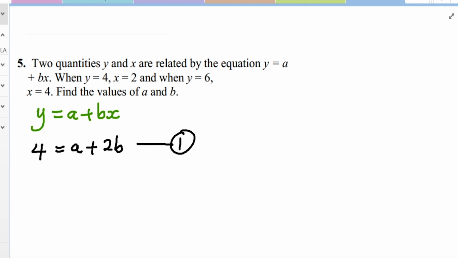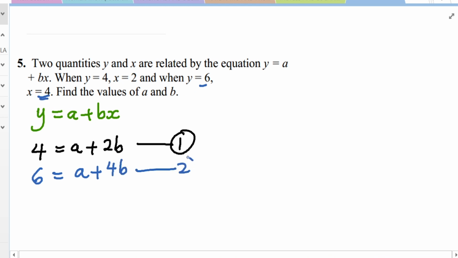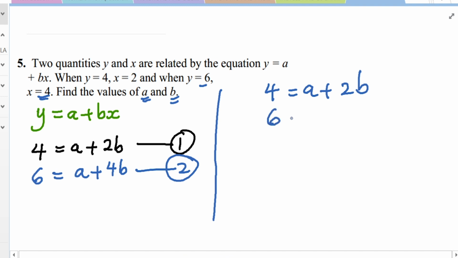Then the second: when y is 6, x is 4, so 6 is going to be equal to a plus 4b. That's the second equation. You realize we have ended up with a pair of simultaneous equations, and so we shall solve them using the elimination method. So 4 is equal to a plus 2b, then 6 is equal to a plus 4b.